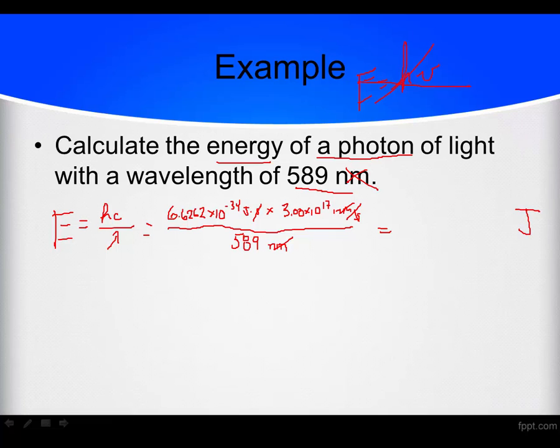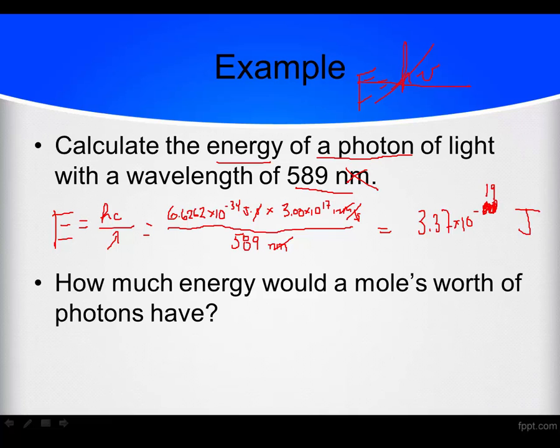Joules. Okay. So what we wind up coming up with is that a single photon of light of wavelength 589 comes out to be about 3.37 times 10 to the negative 53rd joules. An extremely tiny amount of energy. Okay, so yeah, I had negative 53rd. It's actually negative 19th. Sorry about that. A little bit less. Okay, all right, negative 19th.